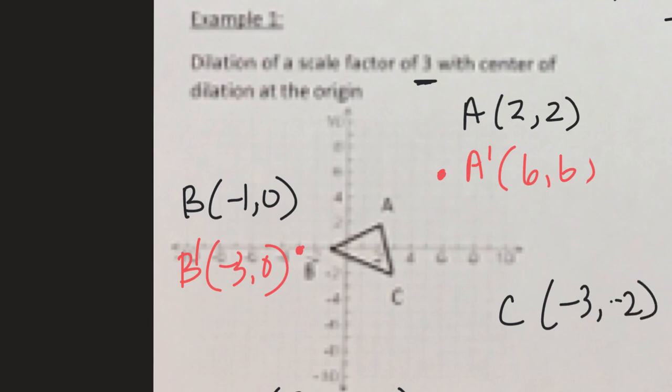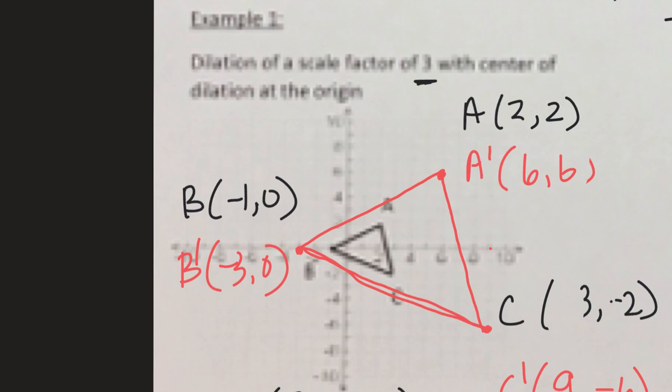Now we have the point C at -3, -2, right? That's point C. So C prime is going to be at 9, -6. We are multiplying each of your coordinates by the scale factor. So this triangle, the side lengths are 3 times as large as they used to be. Each of your coordinates is 3 times as far away from the origin as they used to be.